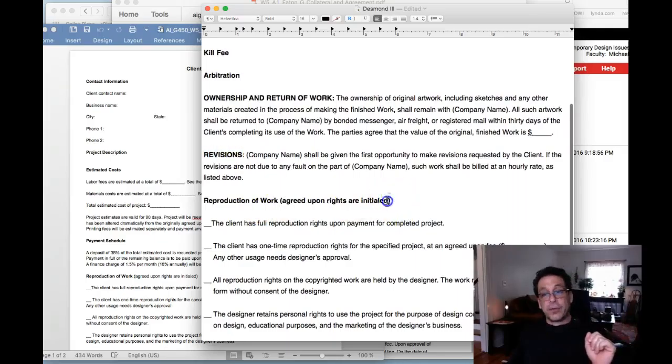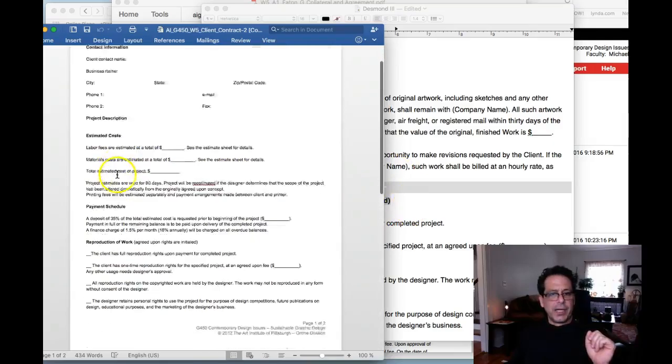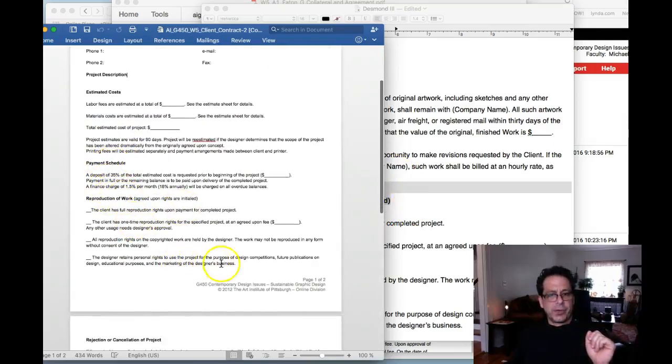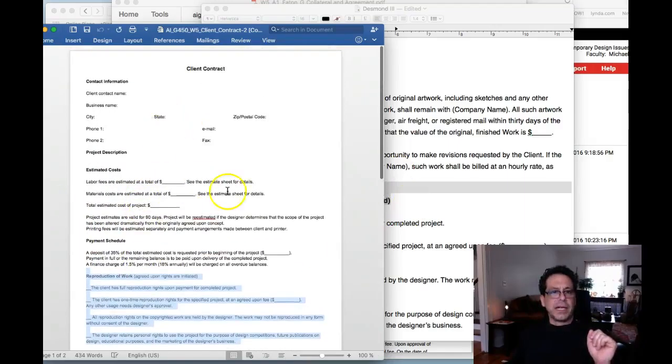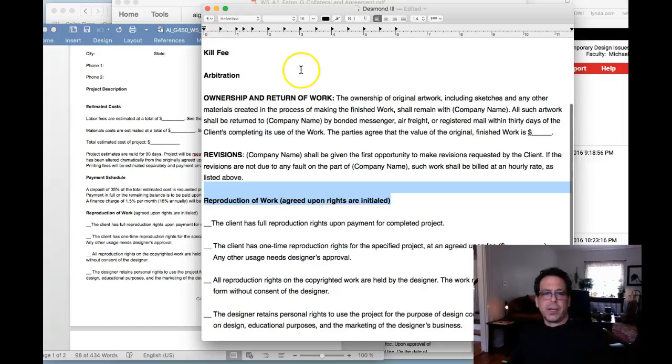And then, of course, the reproduction of work. This is really super important. You need to understand this. It's right here in your reproduction of work clause in the AIGA contract. Take a look at that. I think you should add that to yours.